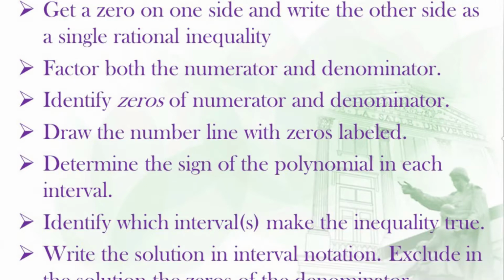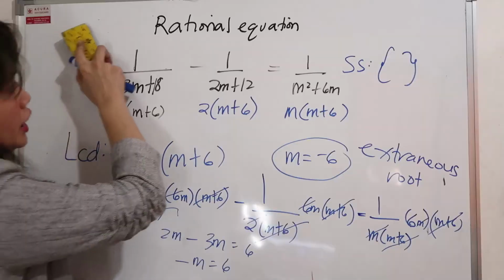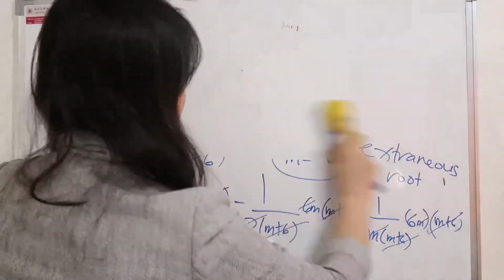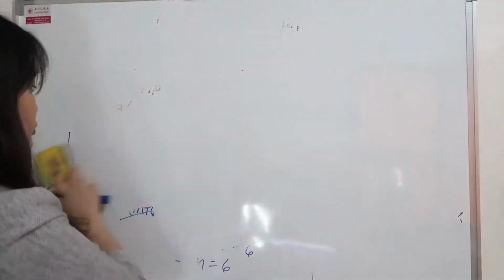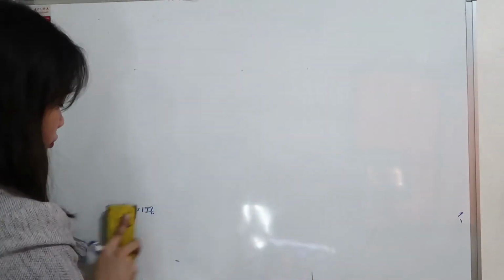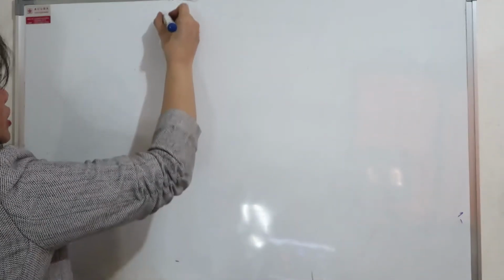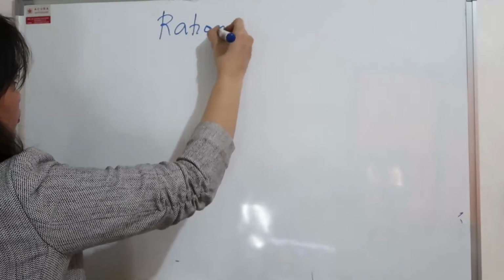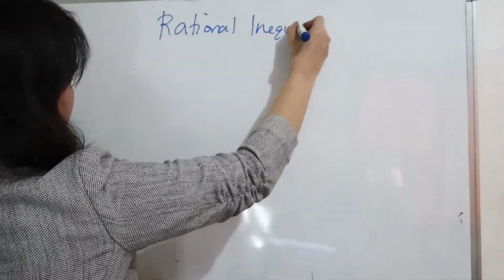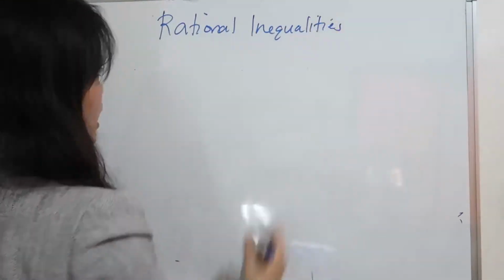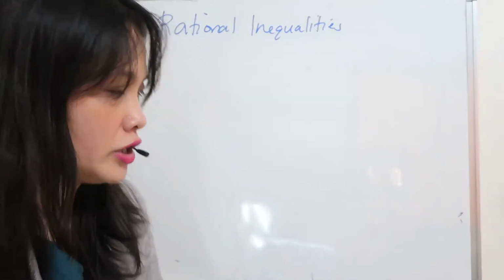So for example, I'll just give you a basic example before we proceed to the much more complicated examples. So let's proceed now to rational inequalities. So our second topic is rational inequality or inequalities. Okay. So example number one.